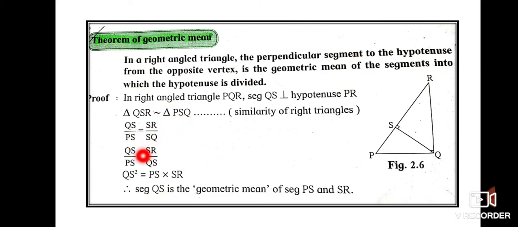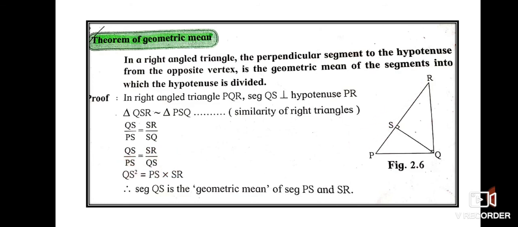QS into QS is QS. Here they are rearranging the term. Here it is written SQ, they have rearranged as QS. So when you cross multiply, what do you get? QS square. Look at the figure, QS square. QS square is equal to PS into SR. It's a geometric mean.